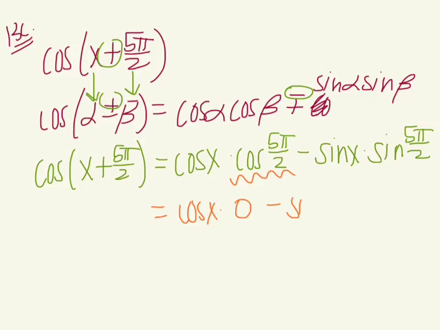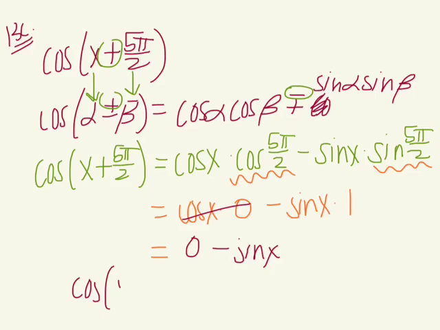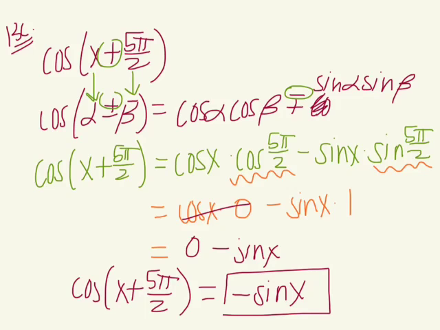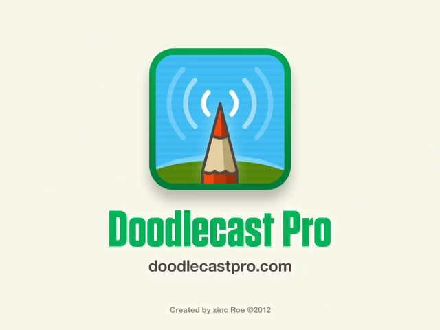On the right side we have sine of x times sine of 5 pi over 2. Up at that pi over 2 spot, sine is a positive 1. So what we're left with, cosine x times 0, really just 0, and then minus sine x times 1 is negative sine x. So cosine of x plus 5 pi over 2 simplifies to negative sine of x. And you're done.